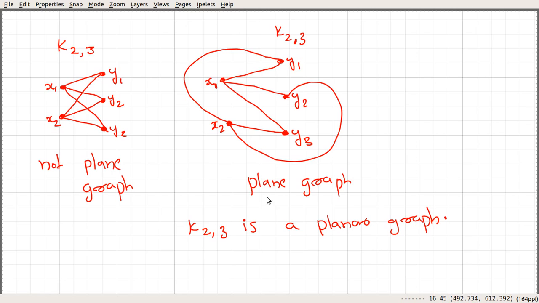So a graph is said to be a planar graph if it can be redrawn on a plane in such a way that no edges cross. And such a drawing of a graph in which the edges do not cross is called a plane graph. So even though K2,3 is a planar graph, this particular drawing is not a plane graph. So this is a drawing of K2,3 that is a plane graph.